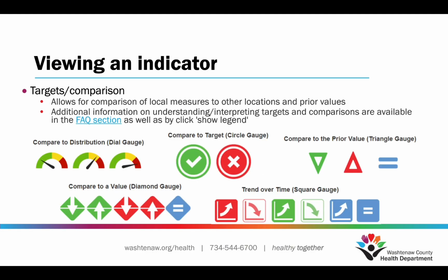Another unique component is the targets and comparison section. You're able to see comparisons for local measures to other locations and prior values. Additional information on understanding or interpreting these targets and comparisons are available in the frequently asked questions section, as well as the legend, which you can click Show Legend to see.